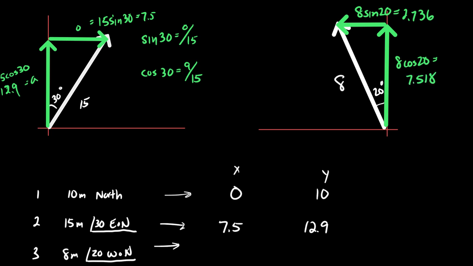So I've got that for that. Was that good? You guys do your trig all right? Be careful here. In this case, the horizontal component points in the negative x direction. So I got to make sure when I'm writing these into my chart here that this is negative 2.736. This is 7.518. We good? All right.